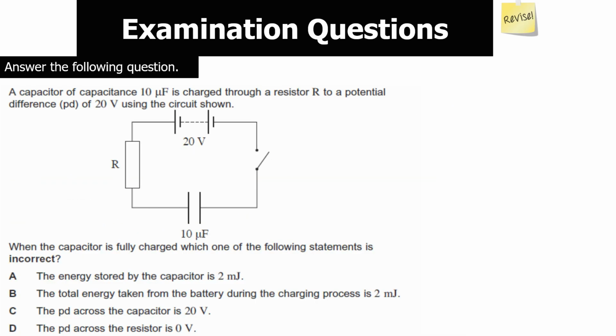The next question says, a capacitor of capacitance 10 microfarads is charged through a resistor R to a potential difference of 20 volts using the circuit shown. When the capacitor is fully charged, which one of the following statements is incorrect? So pause the video now, then unpause the video when you want to go through your answer.